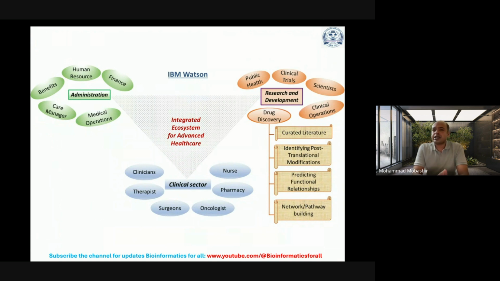The diverse applications where IBM Watson is being used for data science in the health sector. You can think of the administration section, clinical sectors, and then the drug discovery sector. But in drug discovery, there are two ways of working. One is you can work as a data analyst, where you don't need to think too much. You just need to analyze the data. Another way is you need to think as a researcher or scientist. You can also work there. In the clinical sector, you can also think about clinicians, therapists, surgeons, oncologists, pharmacy, nurses, and then collect the information or data and go for analysis.